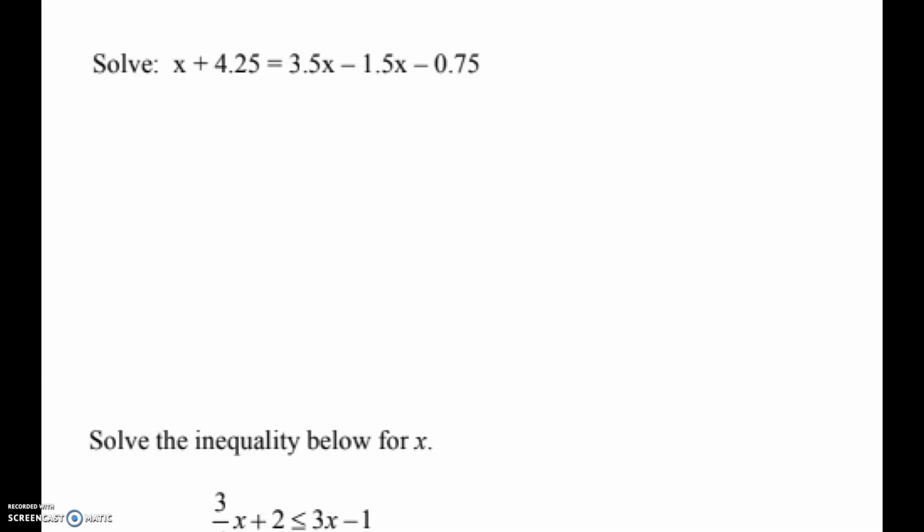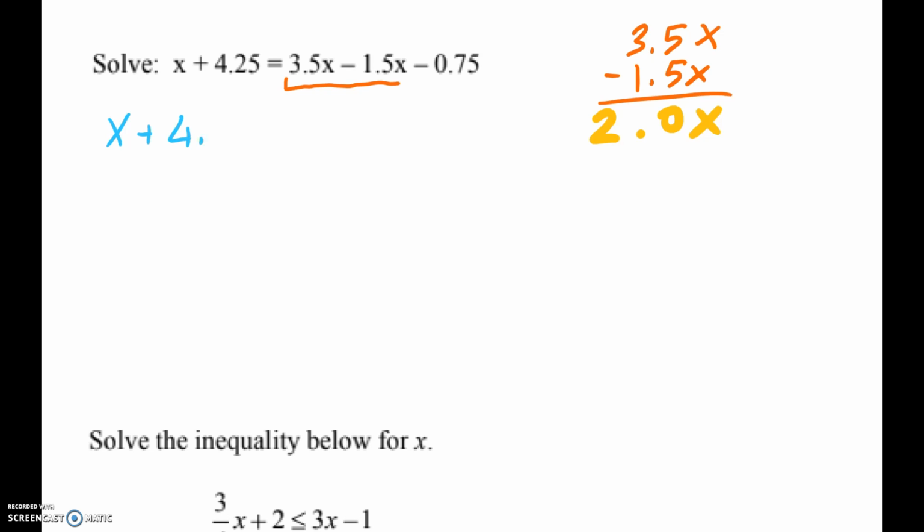X1. I have some decimals here. First of all, I think I can combine these like terms right here. So you have 3.5x, right? And negative 1.5x. When you make this subtraction, 5 minus 5 is 0, right? 2.0x, 2x in other words. All right, so x plus 4.25 is 2x minus 0.75. All right, so we have unknowns on both sides.